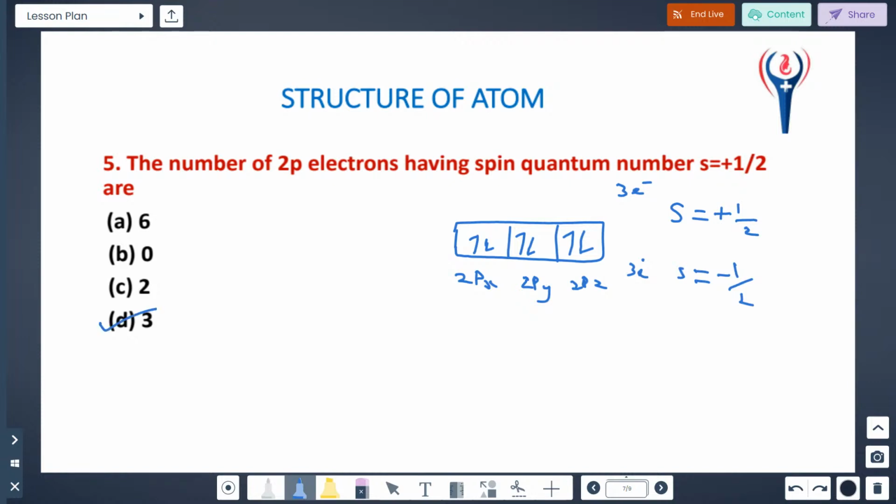Understood? If you take one orbital, one electron revolves in the clockwise direction, another electron revolves in the anti-clockwise direction. So for the first electron we put S equal to plus half, and for the other electron we can put S equal to minus half. Understood? Next one.